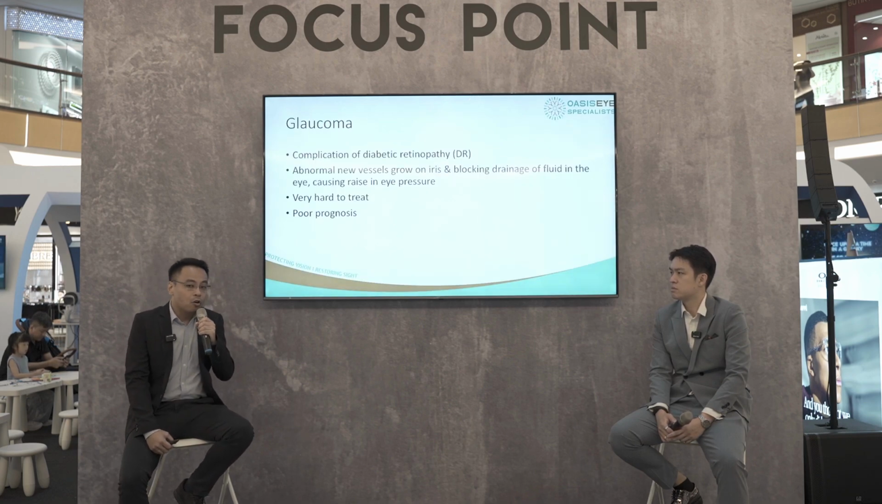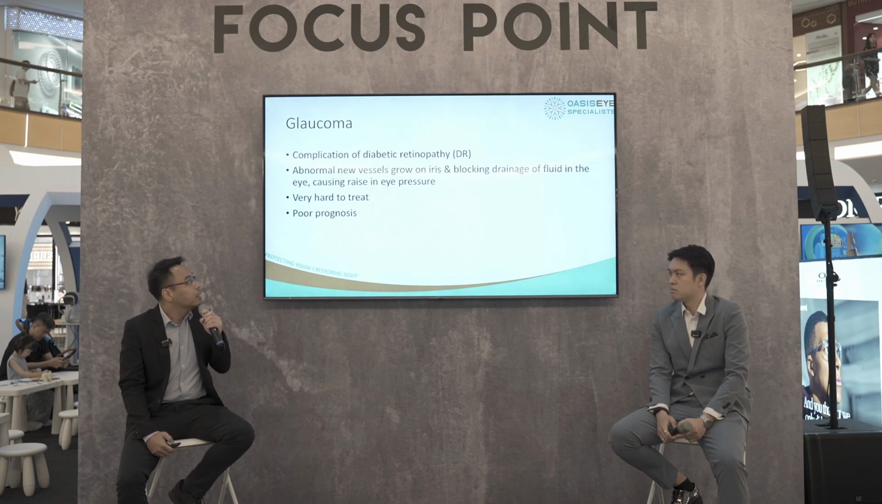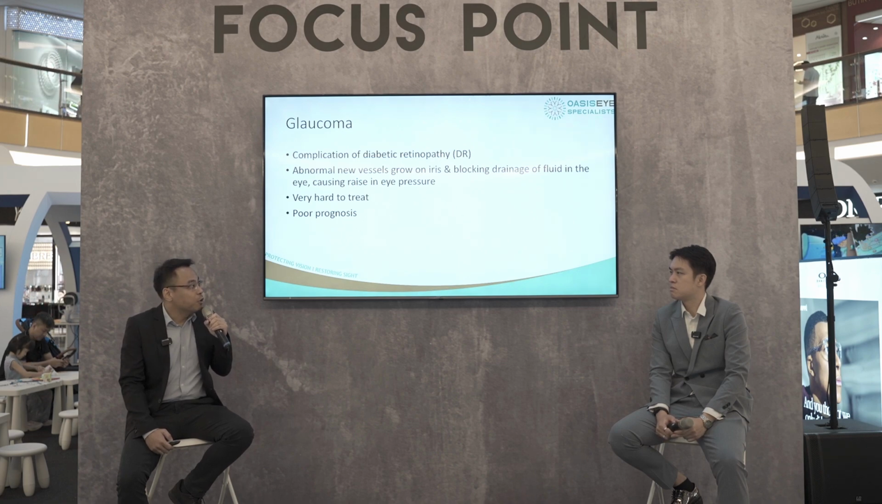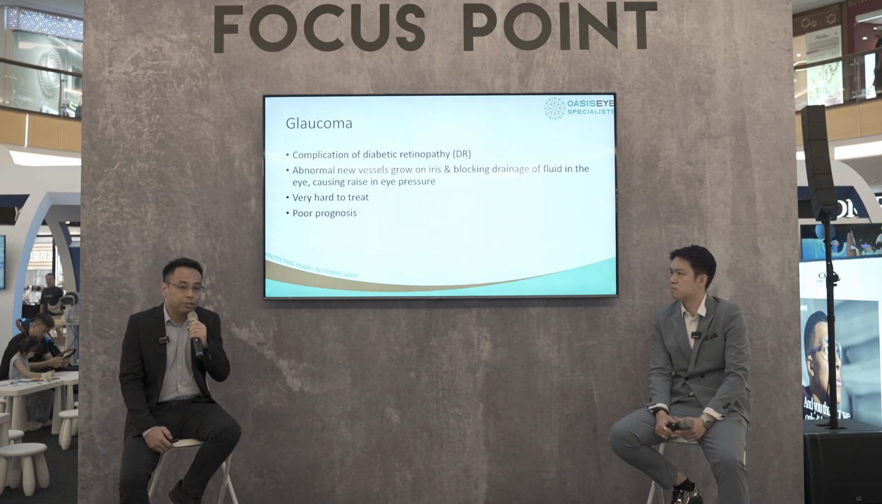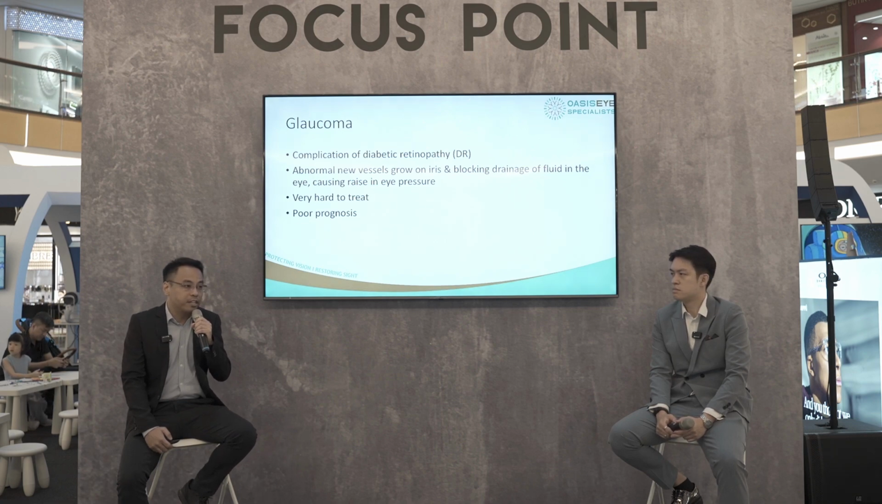Okay. Glaucoma is a complication of diabetic retinopathy, where there is nerve damage due to increase in eye pressure. In glaucoma, there is abnormal blood vessel growth on the iris, and the abnormal vessels can block the drainage of the fluid in the eye, causing a raise in eye pressure and damaging the nerve.